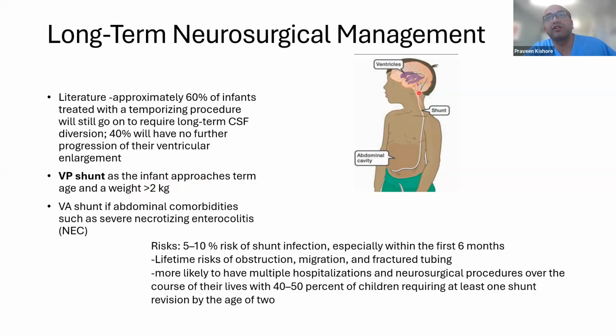Also, this shunt then goes into the abdominal cavity. If you have abdominal comorbidities like NEC, or a stoma, or some intestinal problems, sometimes you can put it into the atrium, so a ventriculoatrial shunt. And in bigger children, they will sometimes put it into the pleura, so a ventriculopleural shunt. It is said to be a long-term neurosurgical management, but you can see that it's not free of problems.